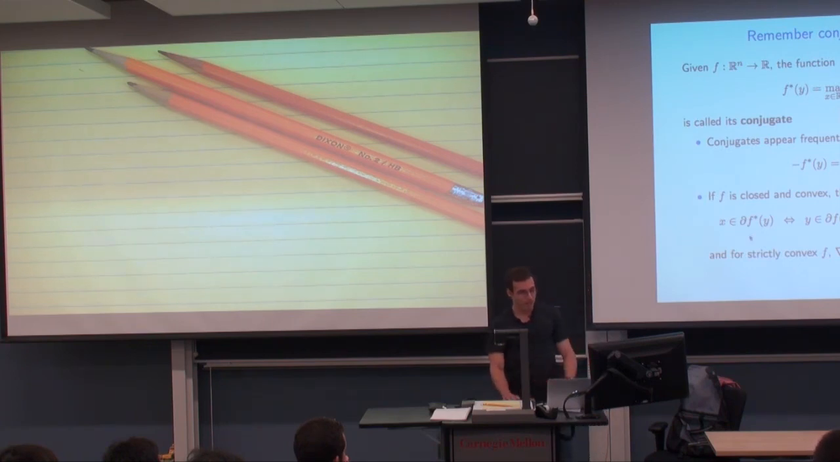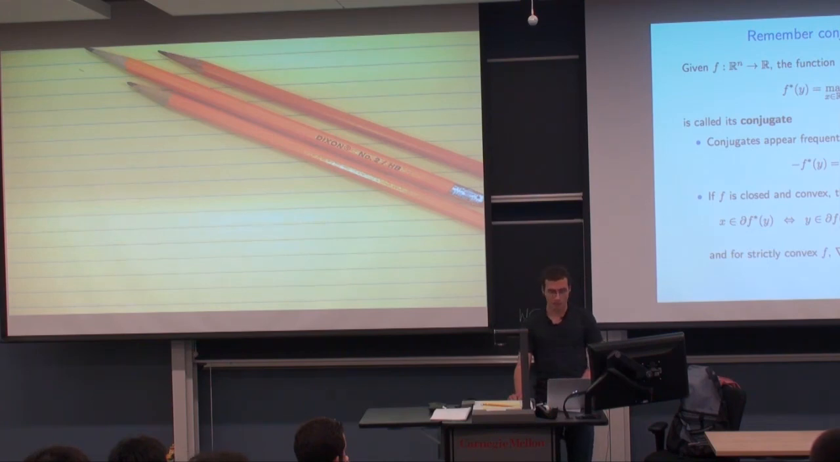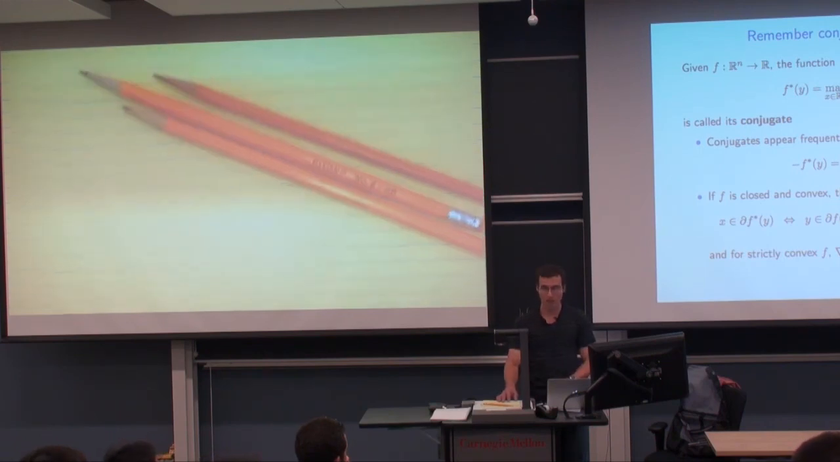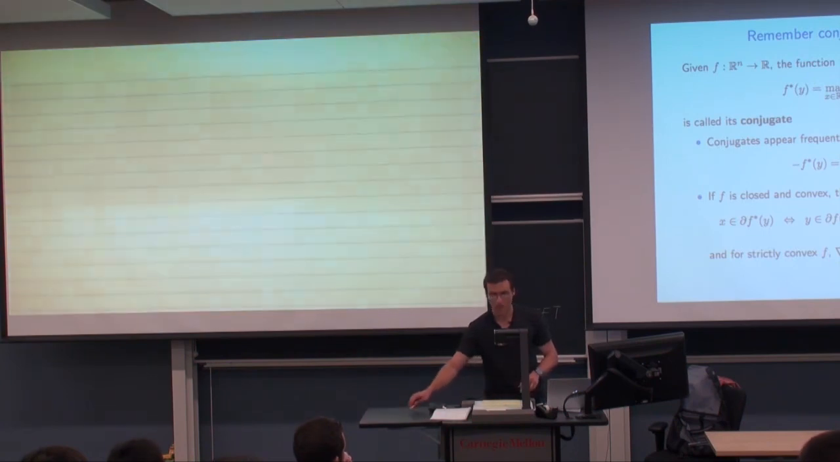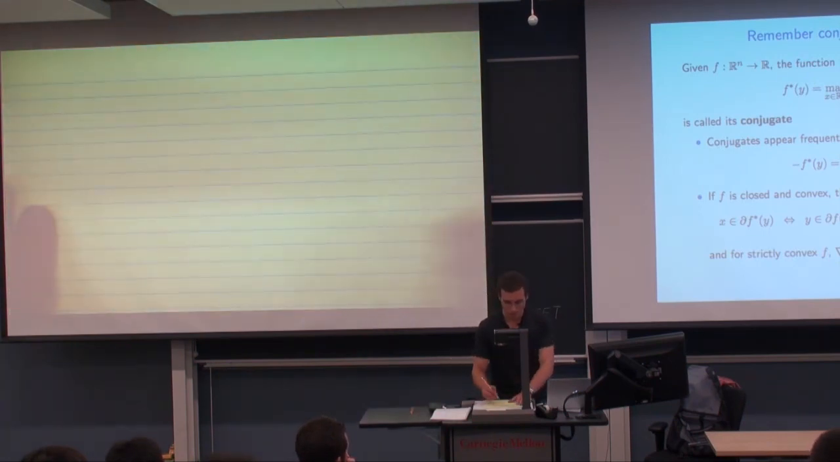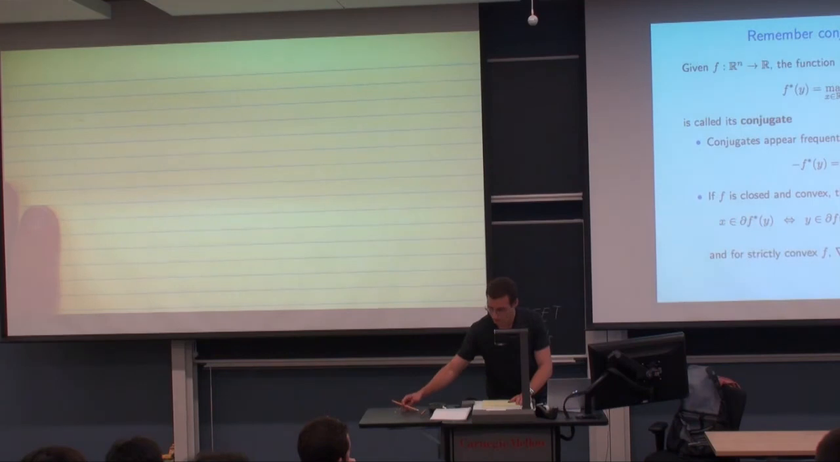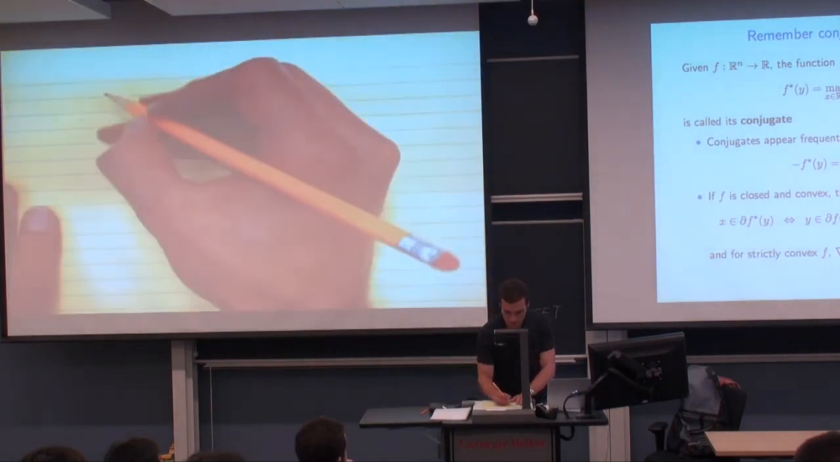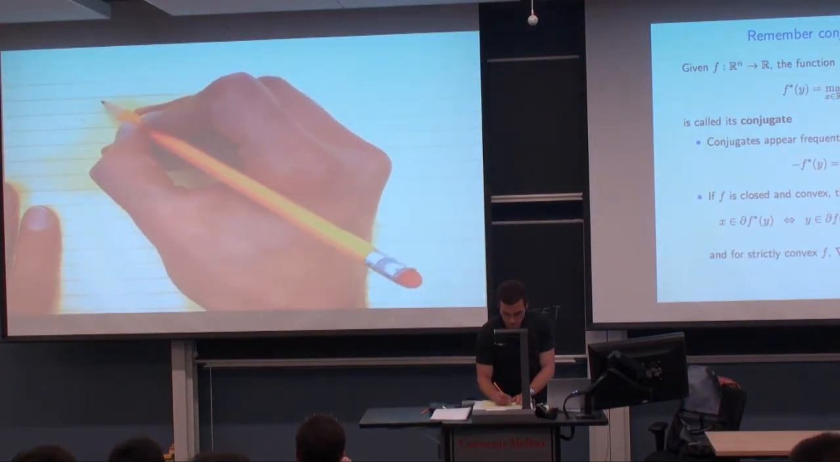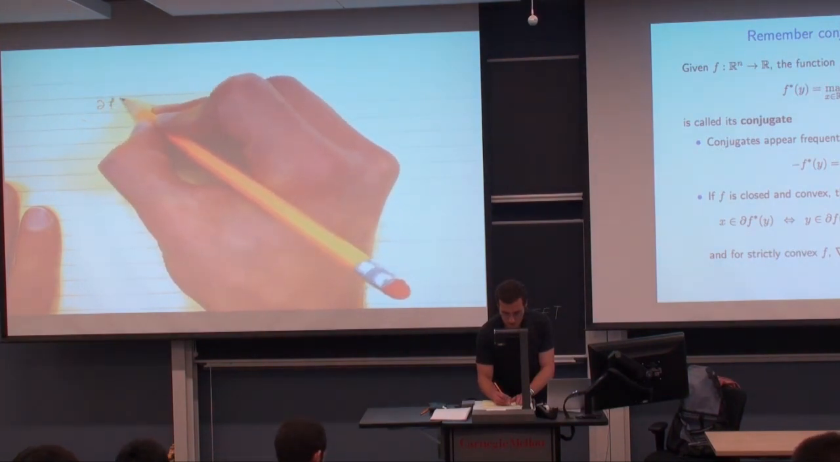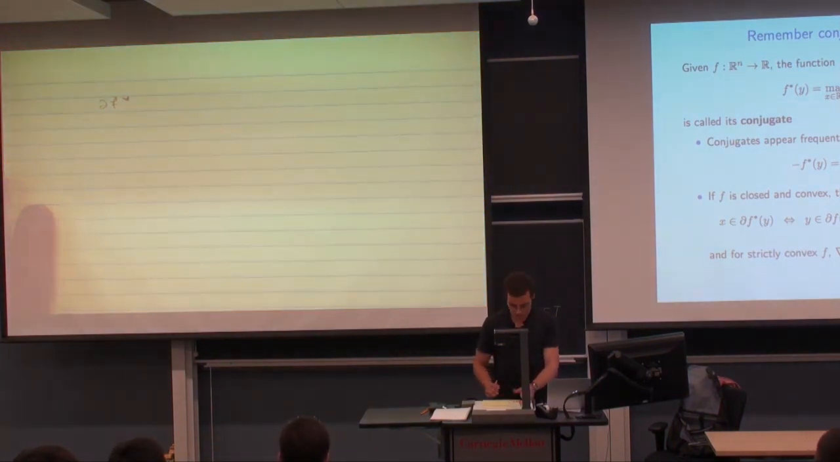If x is a subgradient of the conjugate function at y, and that's true if and only if y is a subgradient of f at x, which is true if and only if x minimizes over all z, f of z minus y transpose z. Okay, so why is that true? Just to remind you, when we learned subgradient calculus, we learned that if we have a function and it satisfies a bunch of regularity conditions.